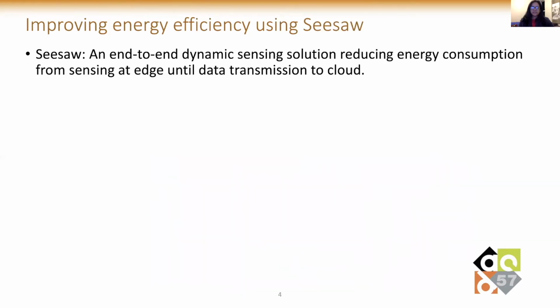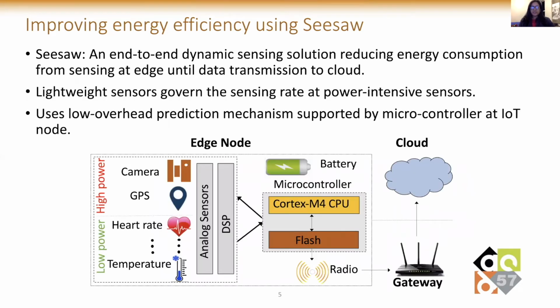We leverage this diversity in power profiles and propose Seesaw, an end-to-end dynamic sensing solution, reducing energy consumption from sensing at the edge until data transmission to the cloud. Seesaw uses lightweight sensors to govern the sensing or sampling rate of power-intensive sensors with minimal impact on accuracy.